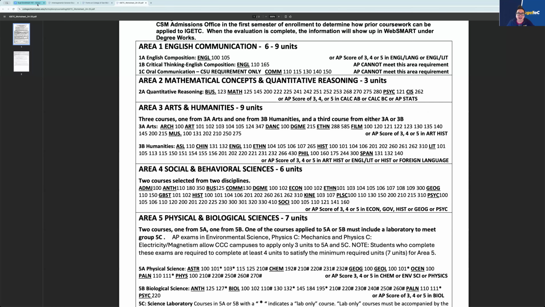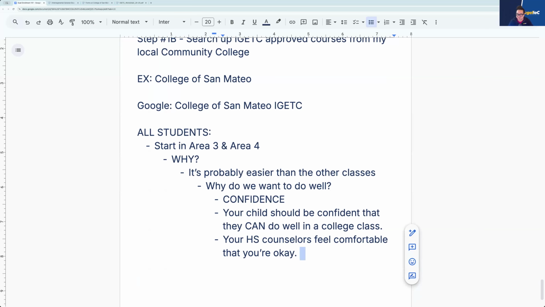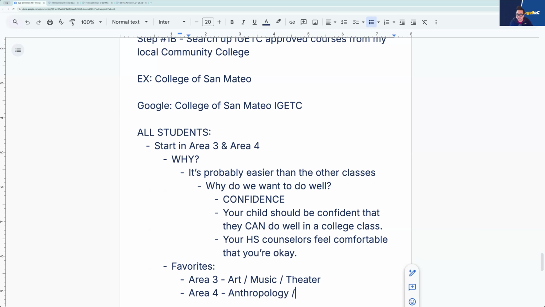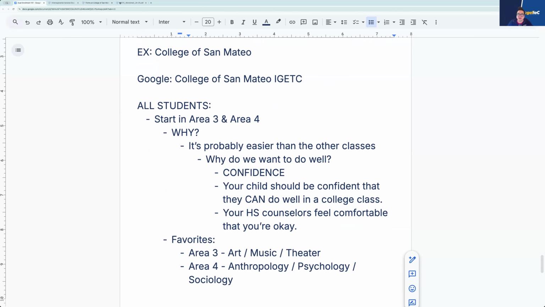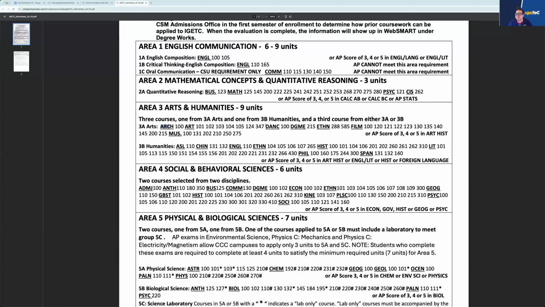Just for our families, a lot of them really like favorites. Favorites from Area 3 are typically art, music, and theater. Area 4 is anthropology, psychology, and sociology. Those are the favorites. But again, there's a lot more. You can see there's architecture, dance, design, ethnic studies, film. So there are a lot of other classes here. In Area 4, there's business, communications, econ, history, kinesiology. There are a lot of classes you can select, so pick whatever one your child likes.